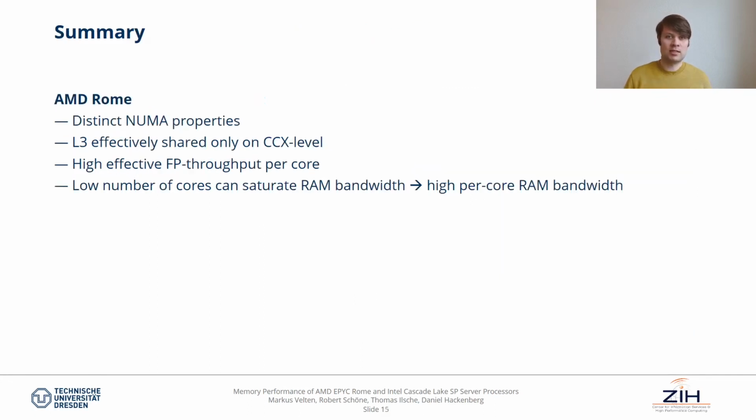With that, let's come to the summary. The AMD EPYC Rome processor has very distinct NUMA properties. The L3 cache is effectively shared only on a CCX level, and we've seen a very high effective floating point throughput coming close to the theoretical limits. We've seen that a low number of cores can saturate the main memory bandwidth, which means that we have a high per core main memory bandwidth.